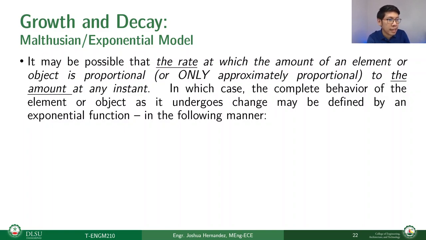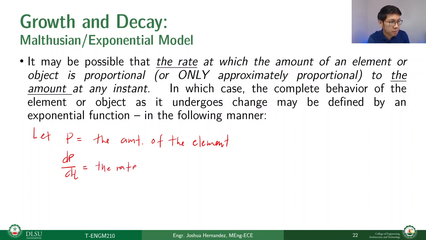In other words, let P be the amount of the element, and let dP over dt be the rate of the amount, the rate of P. So, what is the relationship between the rate and the amount of the element as per the statement we read earlier? The relationship is that they are directly proportional. So, if they are directly proportional, then dP over dt is directly proportional to P.